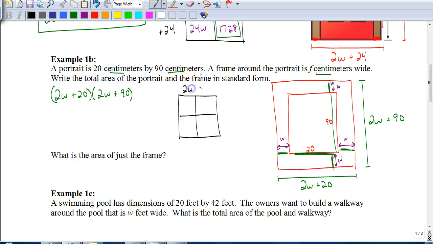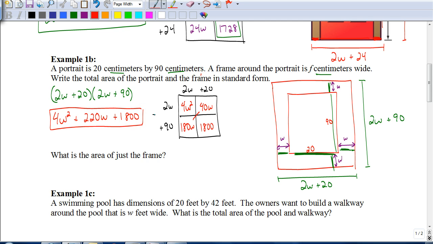So I'm going to put 2W plus 20 here and 2W plus 90 here. Multiply these together. Well, 2W times 2W is 4W squared. 2W times 20 is 40W. 2W times 90 is 180W. And 20 times 90 is going to be 1800. Combine like terms, so these two are going to add together. So it's going to be 4W squared plus 180 plus 40 is 220W. Plus 1800.